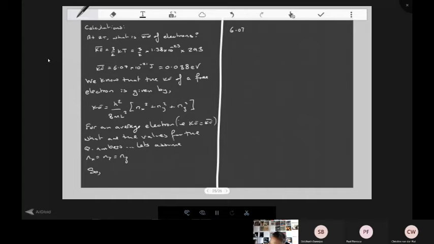We've got 6.07 times 10 to the minus 21 equal to h squared over 8 m L squared times 3 n squared, just nx squared plus ny squared plus nz squared. If nx, ny and nz are the same, that's 3 n squared. We need a couple of other numbers here. Anybody know what the mass of an electron is?